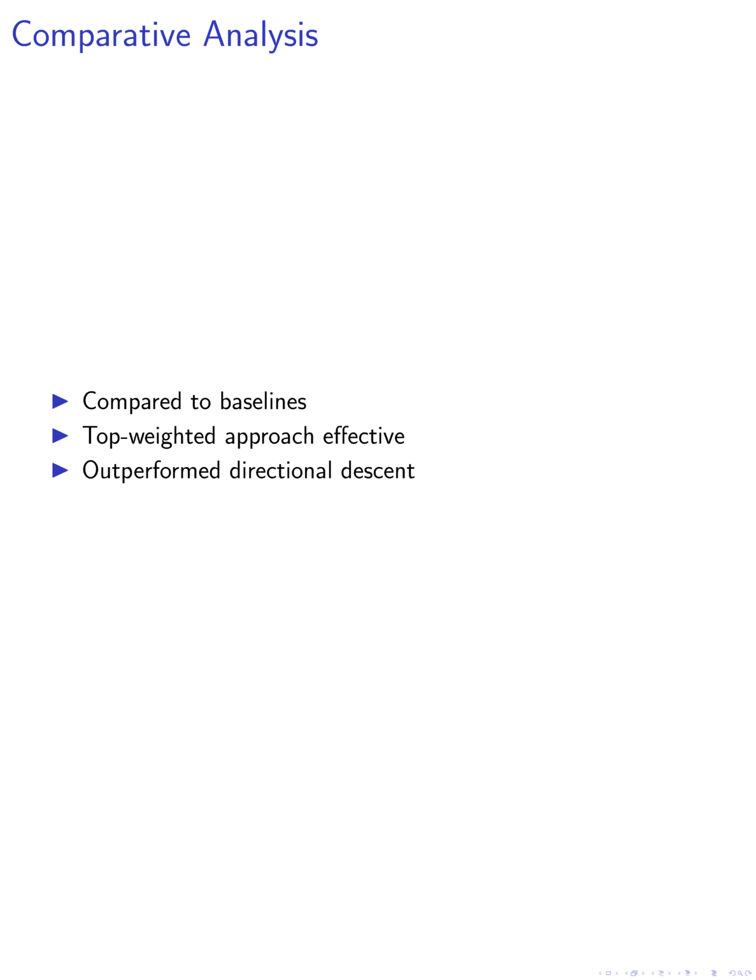The methods we proposed, such as the top-weighted approach, produced cosine similarities that were hundreds of times higher than directional descent. Furthermore, our methods were thousands of times more effective compared to directional descent in the one-step regime.